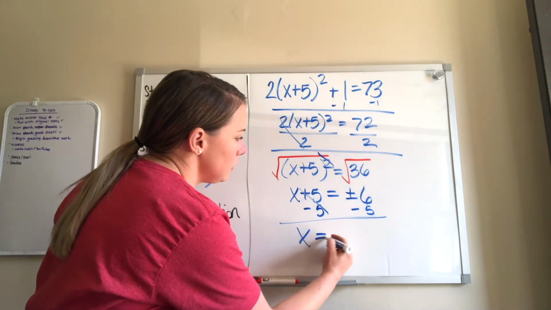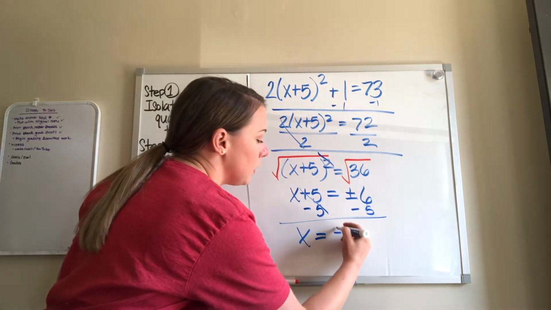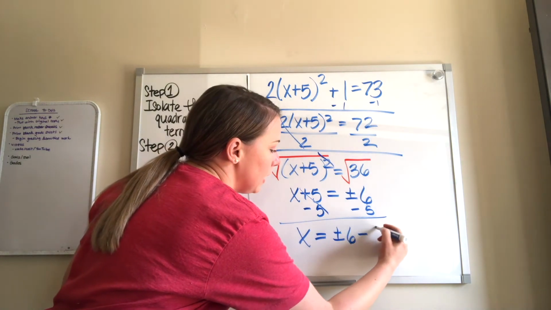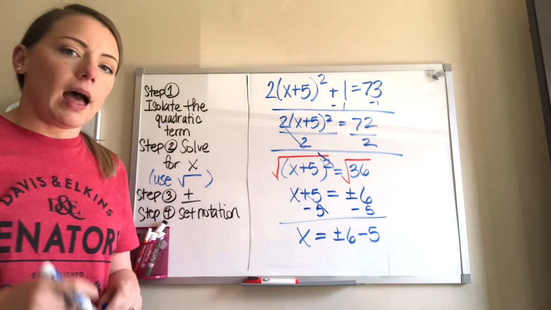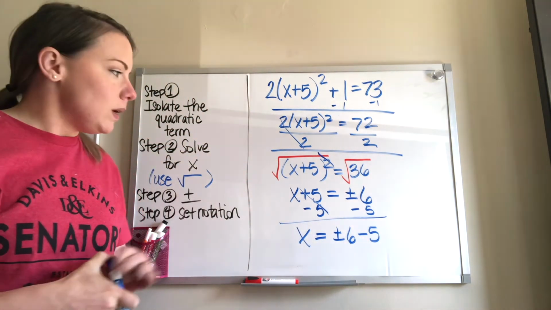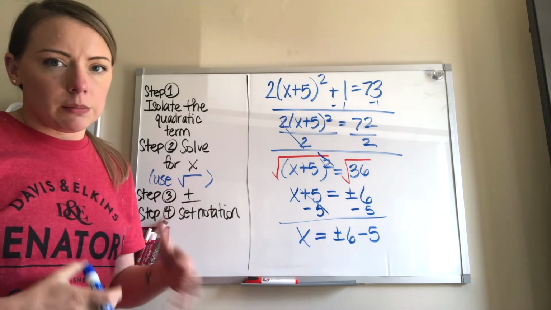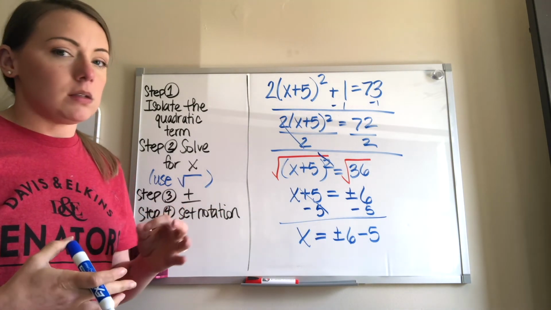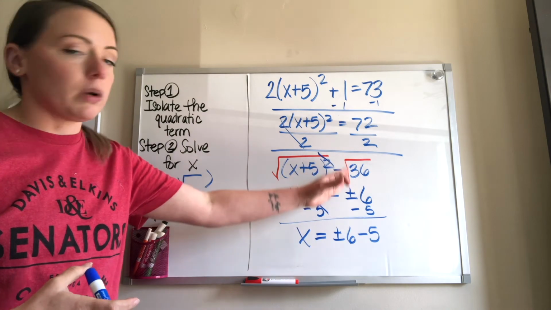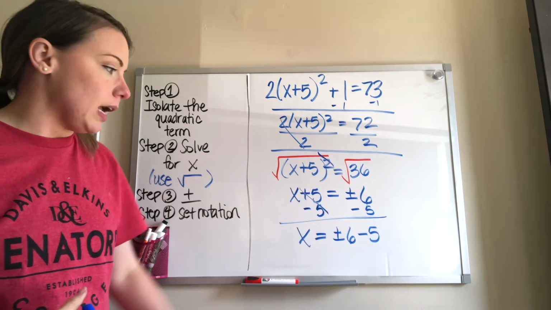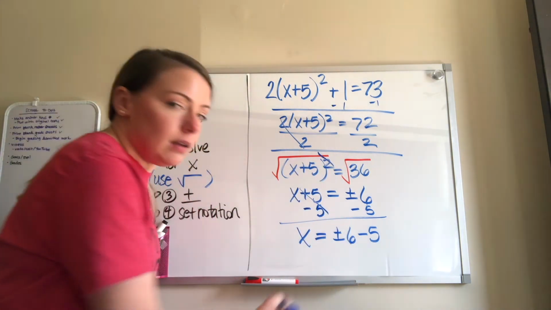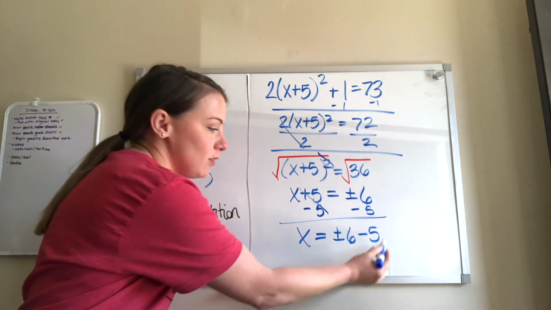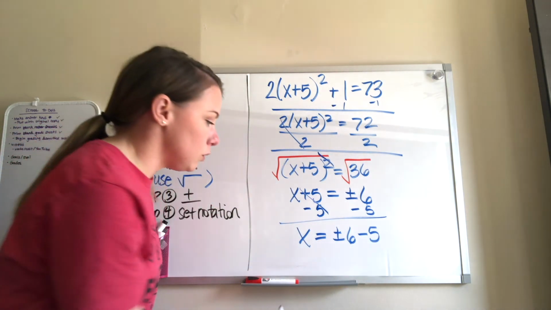I have x is equal to ±6 minus 5. I write that because it wasn't that the overall answer was going to be positive or negative. It was the answer to the square root could be positive or negative. Then we're going to use the rest of this problem to figure out our two solutions.